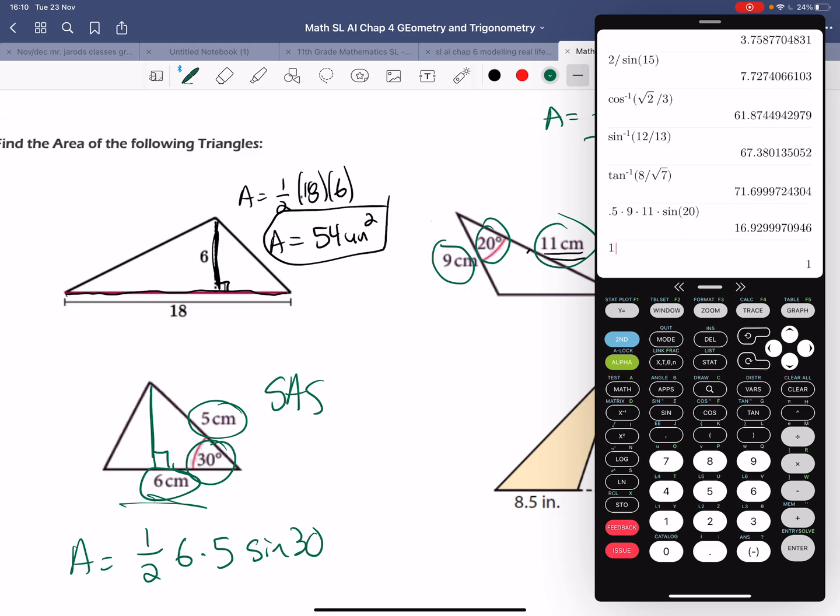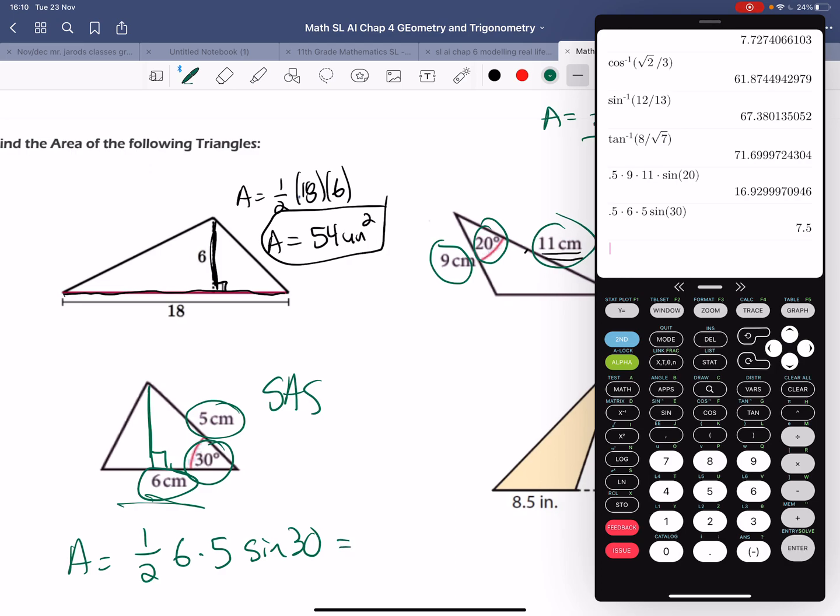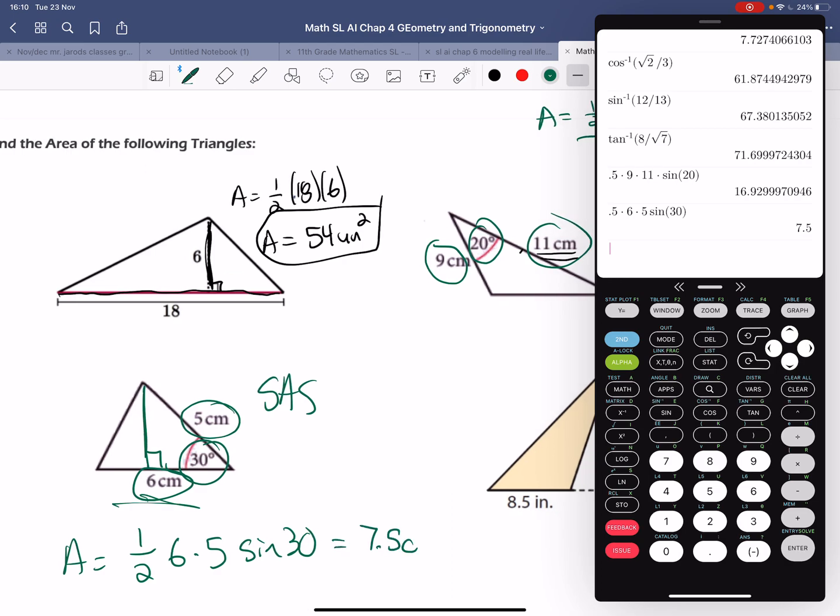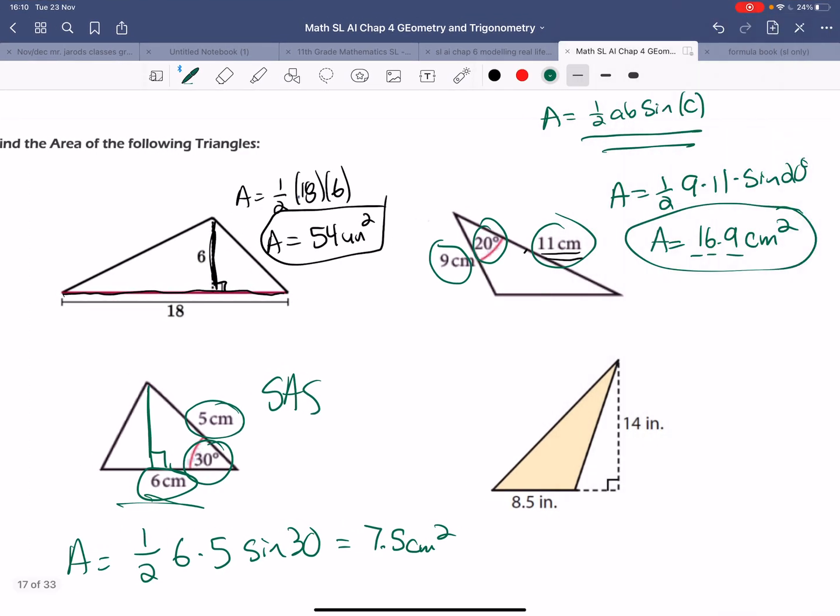1/2, so 0.5, times 6 times 5 times the sine of 30. And that gets us 7.5 centimeters squared. All right, so this one looks weird. We're finding the area of this beige triangle right there.